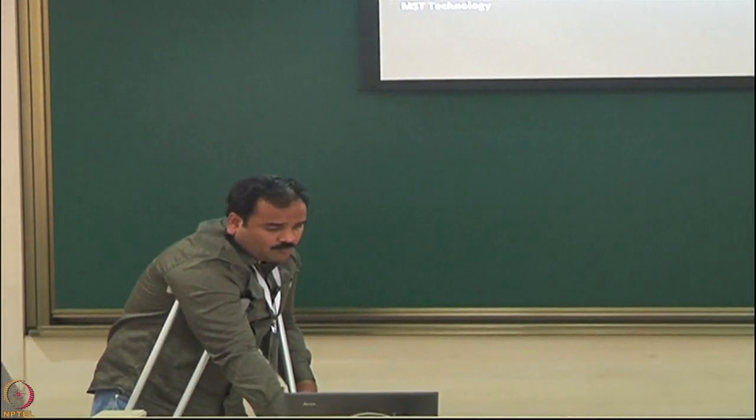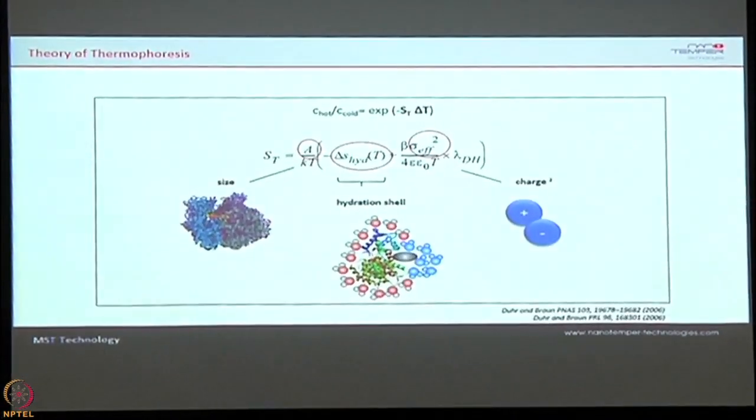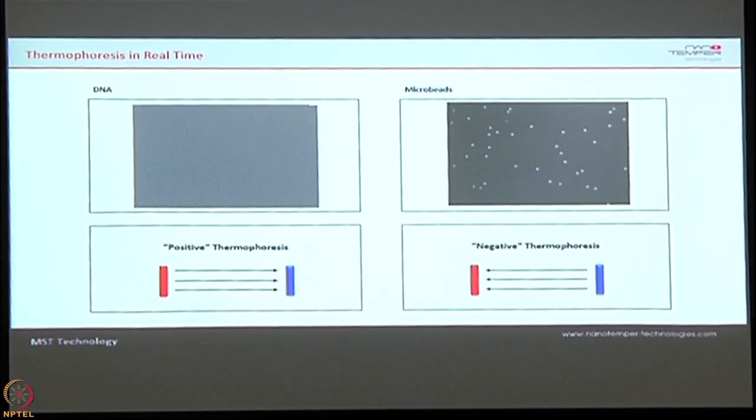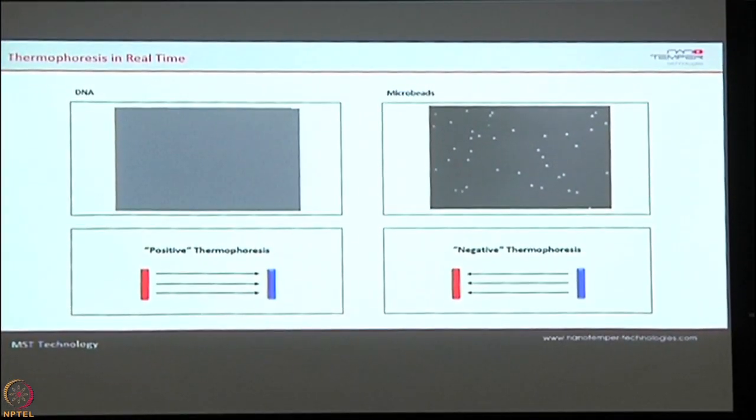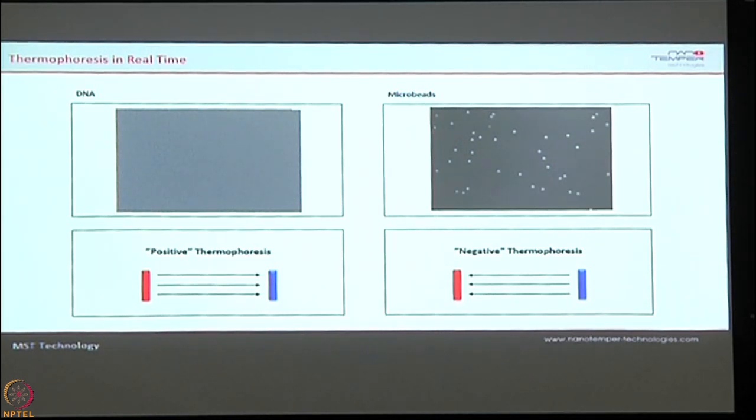Similarly, there is the vice versa of it, which you call negative thermophoresis. In negative thermophoresis, the molecules move towards the heat. An example is glass beads. When you shine some laser or heat them, all the molecules move towards the heat. That is called negative thermophoresis. So in principle, when you are doing a thermophoresis experiment, you always see these two kinds of phenomena: either they move towards the heat or they move away from the heat. But in our principle, you can measure both movements.